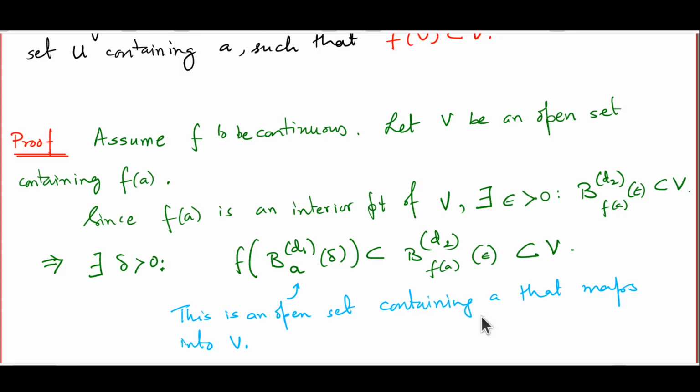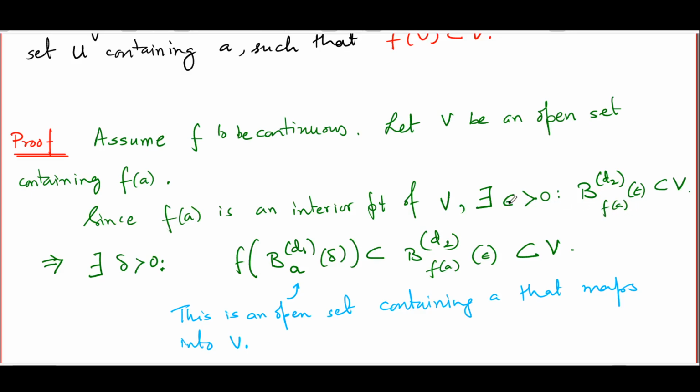Since every point in an open set is an interior point, f(a) has to be an interior point of V, and therefore there must exist a positive number, epsilon, such that the ball of radius epsilon centered at f(a) must be contained entirely within V. Of course, this ball has to be defined using the metric on M2, that is the metric d2. And this is nothing but the definition of what an interior point is. Remember, an interior point is a point around which you can put a ball which is entirely inside your set.